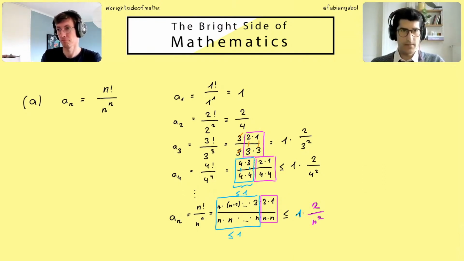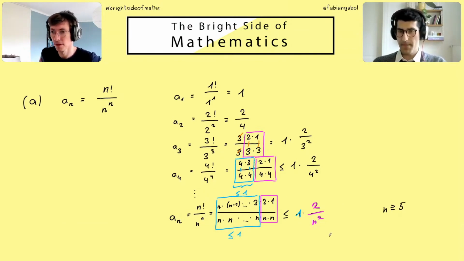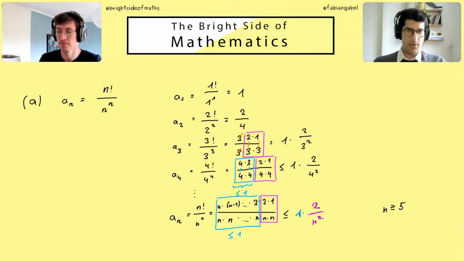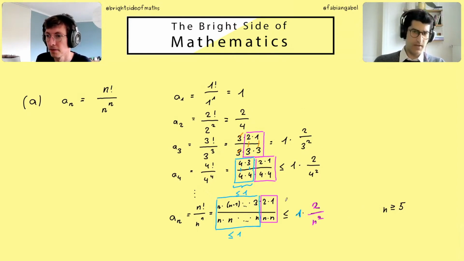And so this holds for all n that are greater or equal than 5. 5? Yeah, so we have shown something for a_1, a_2, a_3, a_4. So we have some estimate here. We have something that works well. I would say maybe we can correct it and say it holds for every n greater or equal than 3.